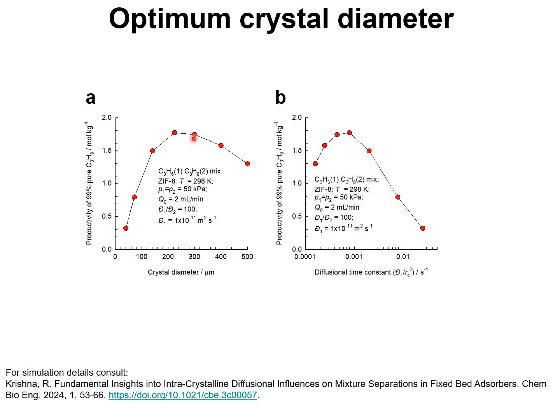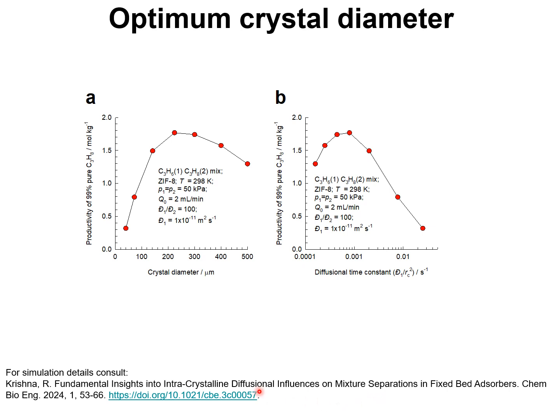The same set of data here is plotted using the diffusional time constant as x-axis, where D sub 1 is the Maxwell-Stefan diffusivity of propene, which is 1 times 10 to the minus 11 using the simulation data. R sub c is the radius of the crystallite, ZIF.